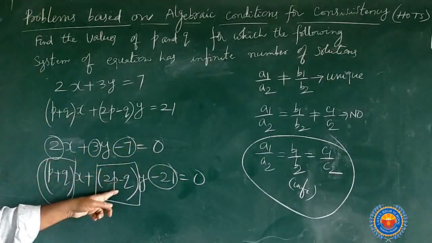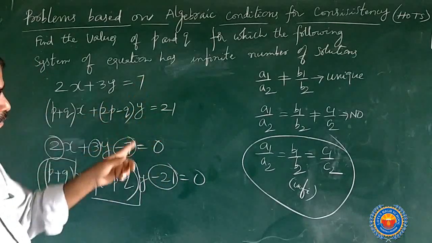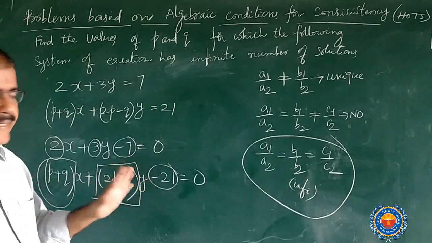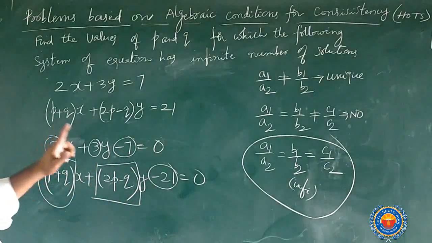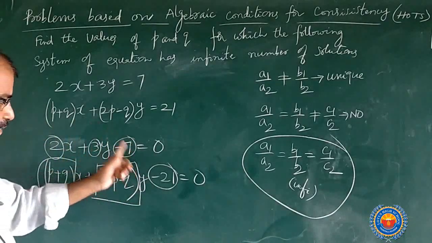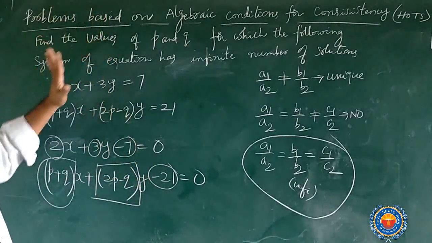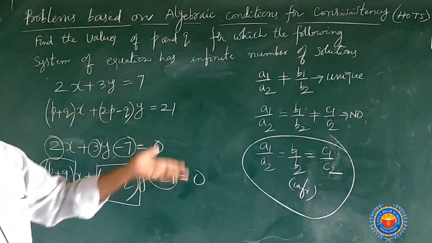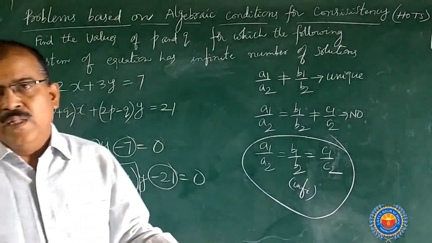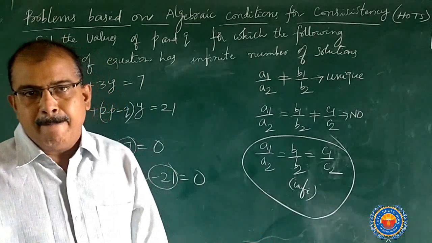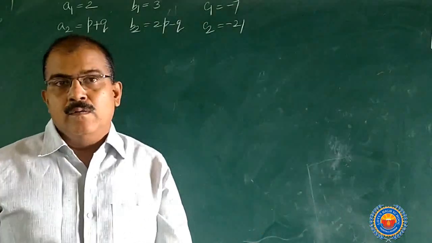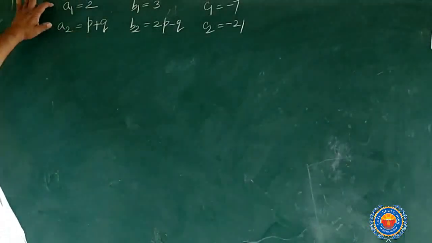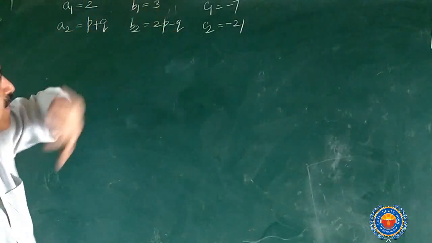If you are not changing it, you will get 7 by 21. If you simplify, you will get the same thing. That's why we write a1, a2, b1, b2, c1, c2. First you write a1, a2, b1, b2, c1, c2, so that you can do the sum. So understand? Now a1, a2, b1, b2, c1, c2.